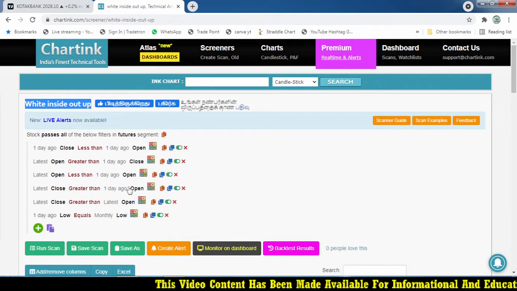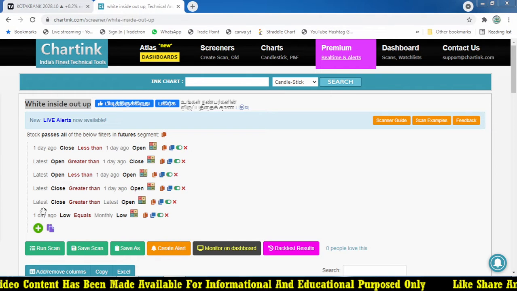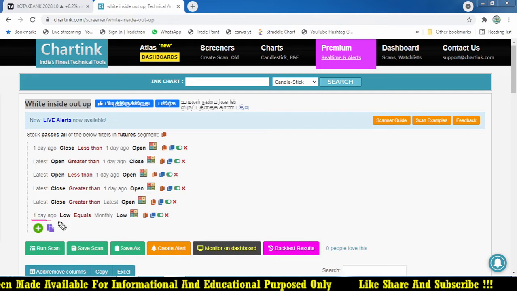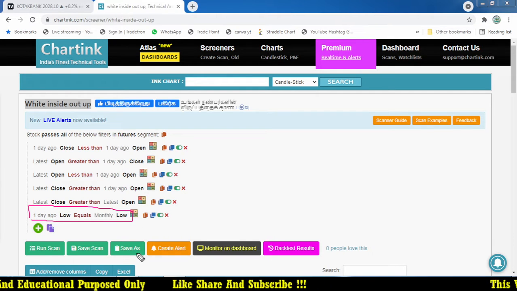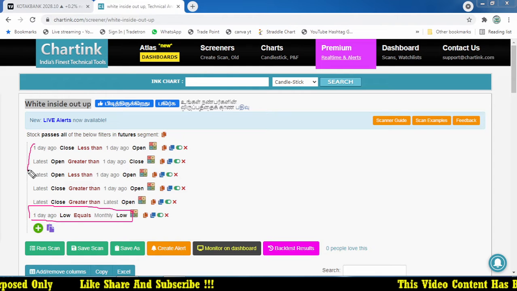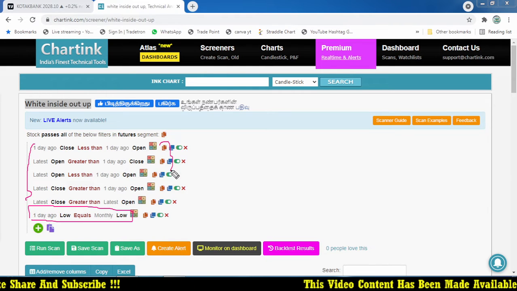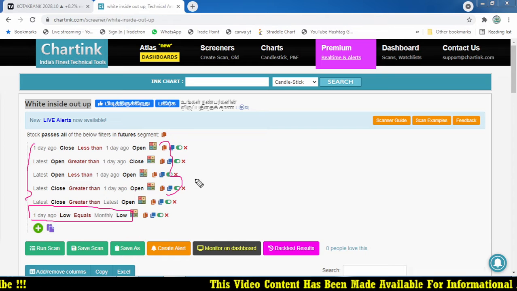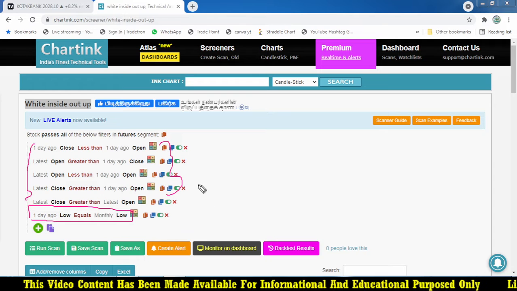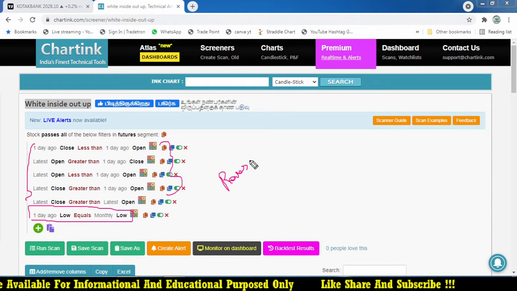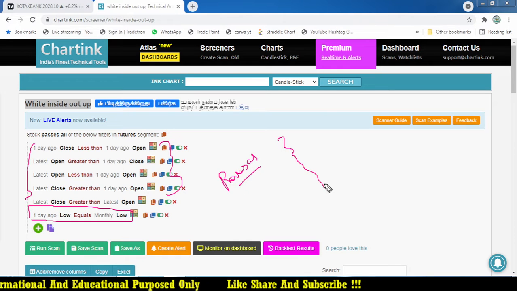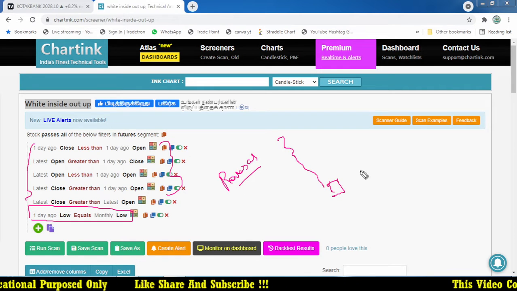The white inside out candlestick pattern forms at the lowest level of the month. It should be the lowest level of the month, and we are going to take it for the jackpot option strategy. This is the pattern I updated on my Telegram channel. When this happens at the lowest level of the month, it is an even more powerful reversal. This is a reversal setup where the market has started falling and a candlestick pattern forms, signalling a reversal.